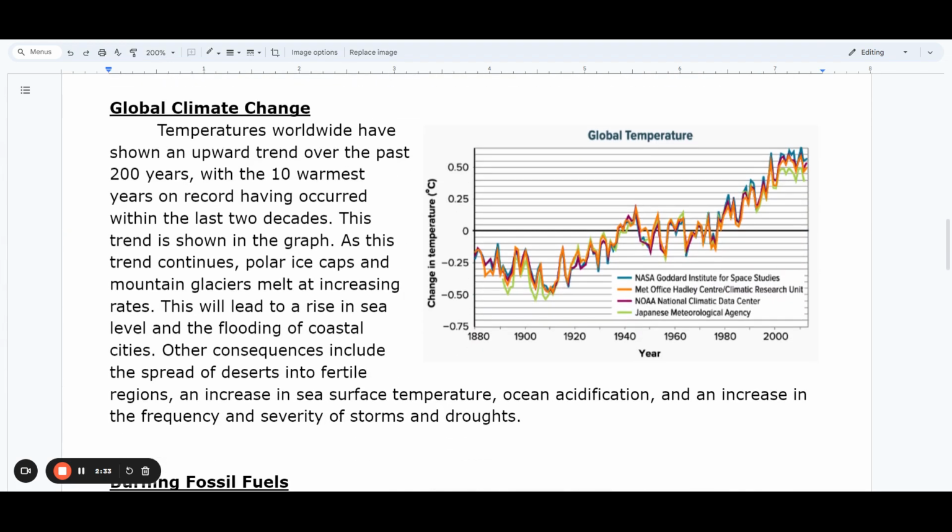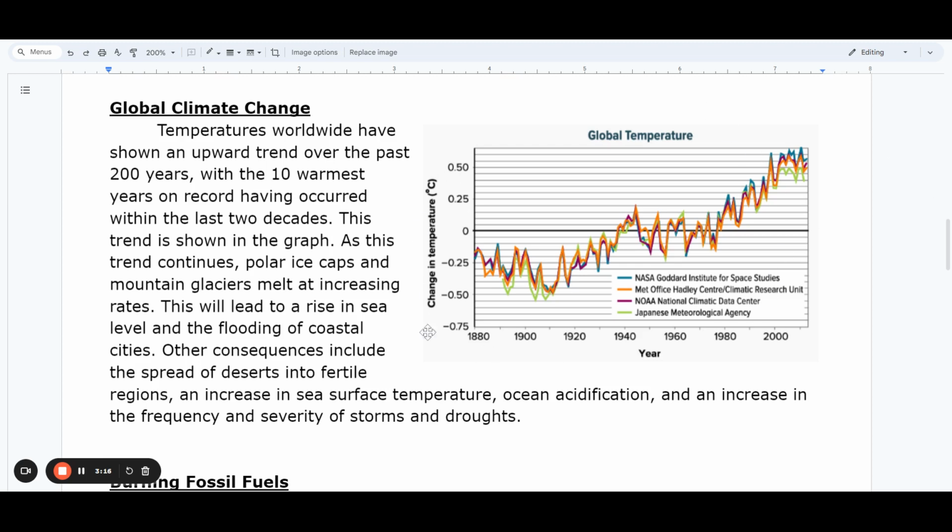Global climate change. Temperatures worldwide have shown an upward trend over the past 200 years, with the 10 warmest years on record having occurred within the last 2 decades. This trend is shown in the graph. As this trend continues, polar ice caps and mountain glaciers melt at increasing rates. This will lead to a rise in sea level and the flooding of coastal cities. Other consequences include the spread of deserts into fertile regions, an increase in sea surface temperature, ocean acidification, and an increase in the frequency and severity of storms and droughts.